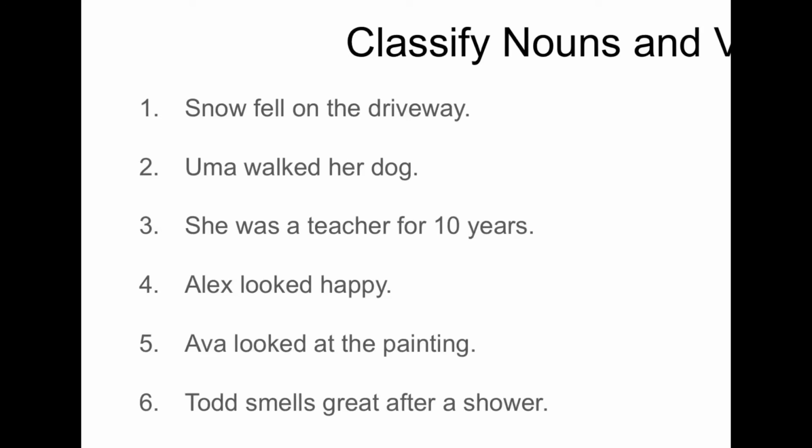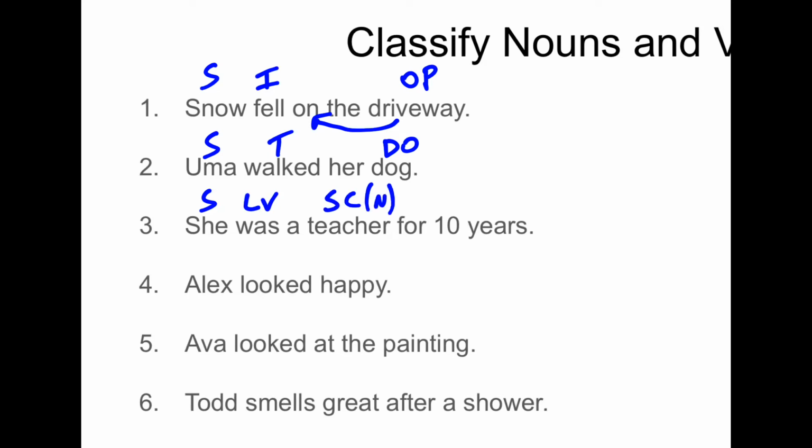Let's classify a few sentences. The subject, snow, fell, that's an intransitive action verb, on the driveway. Driveway is the object of that preposition. Uma, the subject, walked, that's a transitive action verb, her dog. Walked what, or walked who? Her dog. She is the subject. Was is a linking verb, and teacher is the subject complement. Specifically here, it's a noun. And 10 years, or for 10 years, that's the object of this preposition.